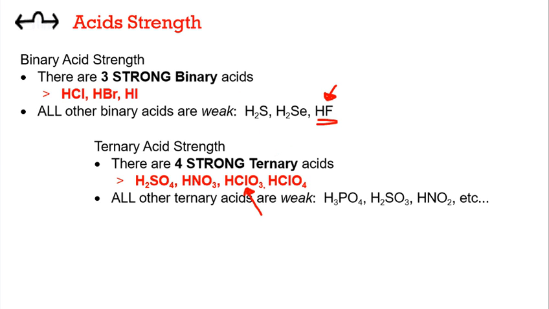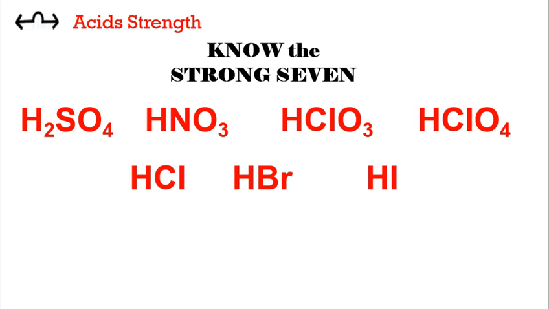So you have seven total strong acids. You need to know them. You need to memorize these. It's a fundamental fact in all of chemistry. We need to know which acids we expect to ionize completely in water. These are they. Know them.